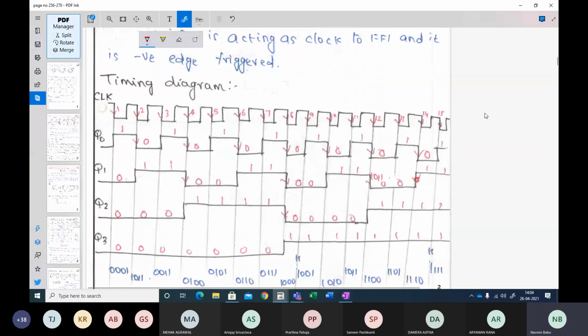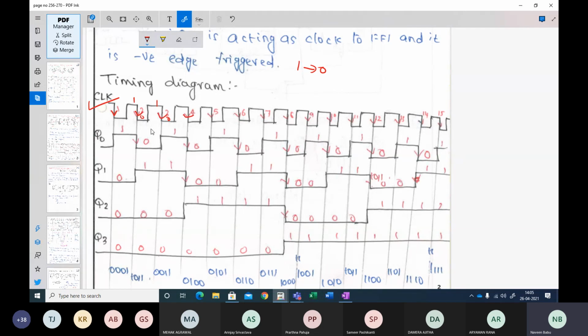This is the clock input. Since this is a negative edge triggered clock, meaning 1 to 0 transitions, your clock pulses will be effective. Here we have a 1-0 transition. Here we have a 1-0 transition, right? During these falling edge clock pulses, your flip-flops get triggered.